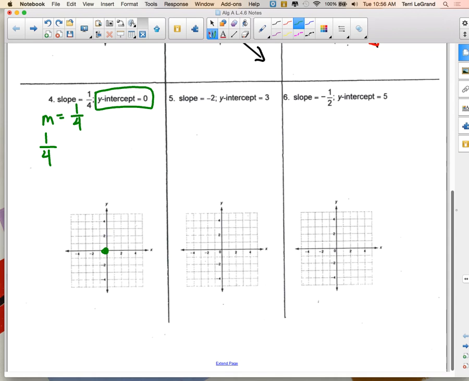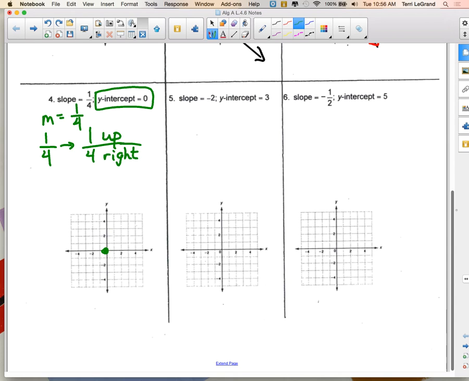We can treat it as a positive 1/4, which says go up 1, I always do the number first, and 4 to the right. Do you guys agree with that? Can we do this? Okay.